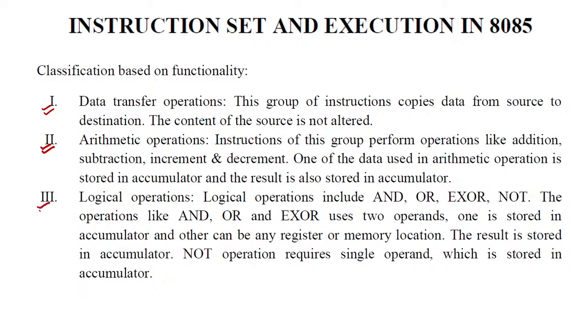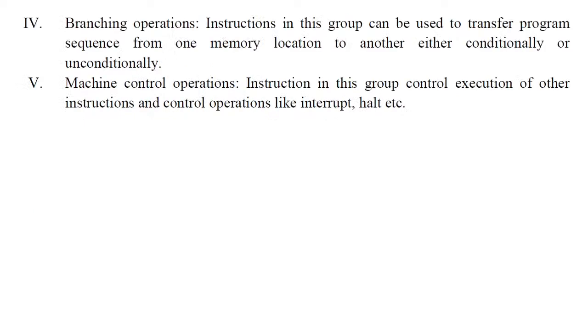Then we have logical operations in 8085, that is AND, OR, XOR, NOT. All these are called logical operations, right? So remember, in 8085 we do not have any shift or rotate instructions. Shift or rotate is not available in 8085. They are available only in 8086. Then we have branching operations, or you can say transfer of control operations, which can be conditional or unconditional. You can make a jump by checking a condition, or you can make a jump without checking a condition. That is conditional and unconditional.